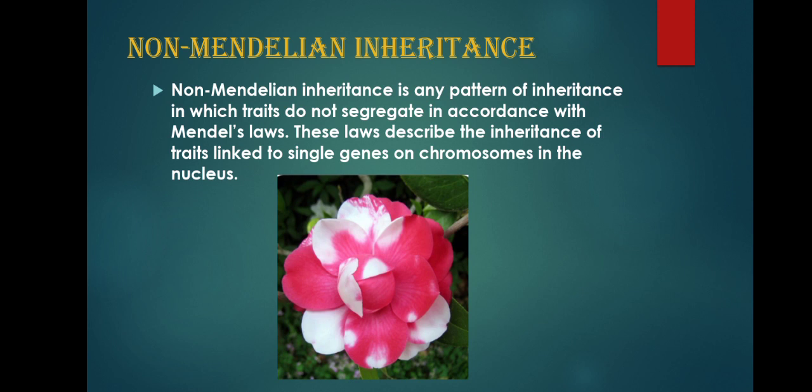Codominance occurs when both alleles are expressed equally in the phenotype of the heterozygote. The red and white flower in the figure has codominant alleles for red petals and white petals.